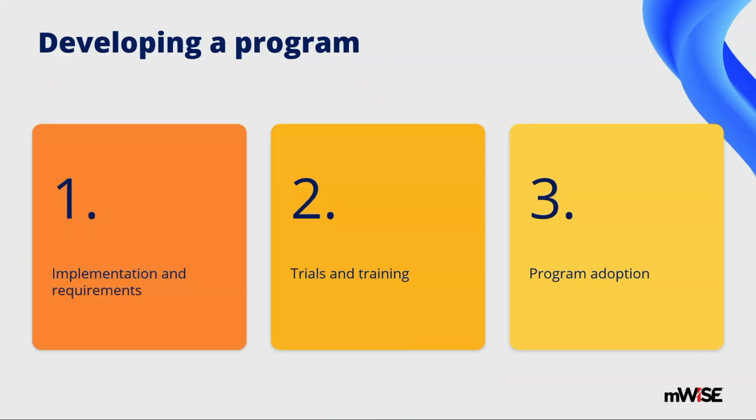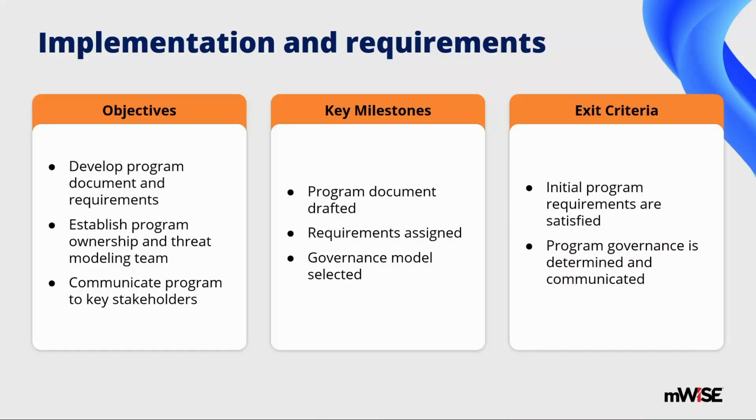Okay, cool. So we made a program, but now what? How do I actually start? So once the program has been defined and documented, there's a few key next steps that need to take place. This first one is implementation and requirements. So our objective here is to ensure that all stakeholders are aware of what we're building and what it means for them either in the short term or long term. So just start to slowly communicate the program for those that haven't been involved yet.